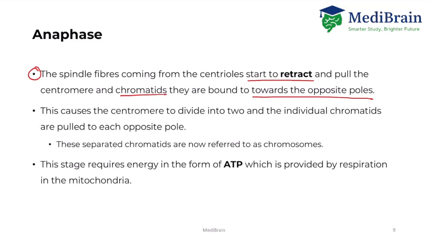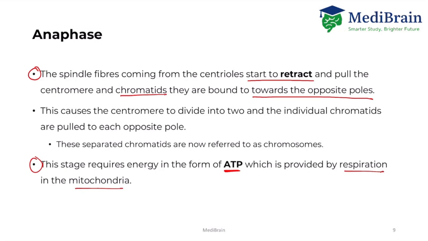So what happens here, if I go back to the diagram, is that the chromatids are going to be pulled to opposite ends of the pole. And this part over here is really important as well. Now, the centrioles are retracting. They are pulling the spindle fibers which are attached to the centromere. How do they pull? How do they retract? It requires energy. It requires energy provided by respiration in the mitochondria. Okay. So the key points there, the first and the last point.